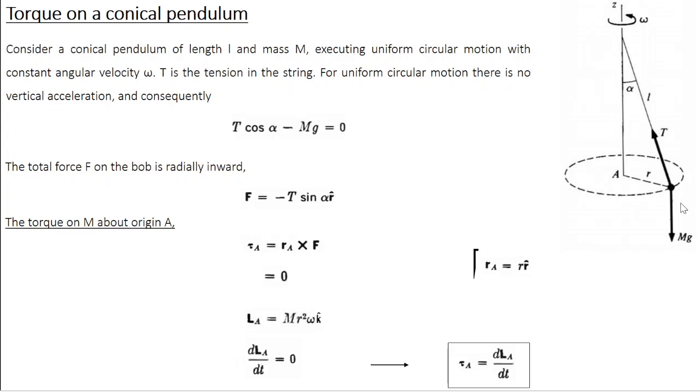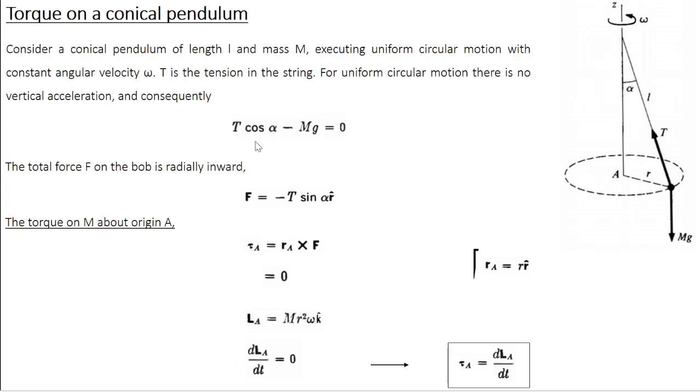Now let's write down the equation of motion in the vertical direction. You have mg acting in the downward direction, T cos alpha acting in the upward direction. These two cancel each other, so you have T cos alpha minus mg equal to 0. So that's the reason why there is no vertical movement for this mass. The only movement is along this horizontal plane.